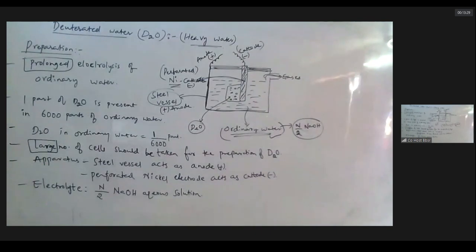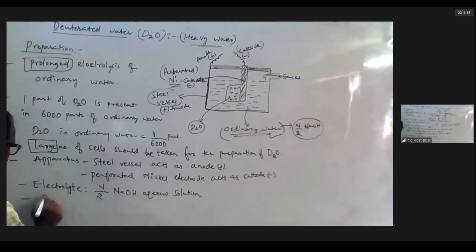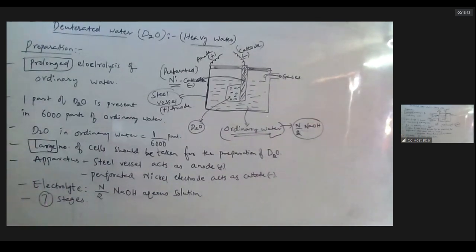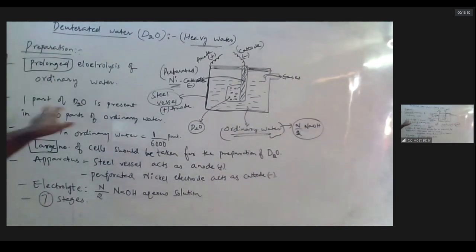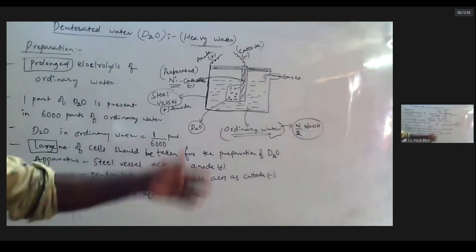Okay, so you have to do this. Here the number of stages is 7 stages. See how D2O is prepared: through the prolonged electrolysis of ordinary water. Ordinary water has 1 part of D2O out of 6,000 parts, so a large number of cells should be taken for the preparation of D2O.